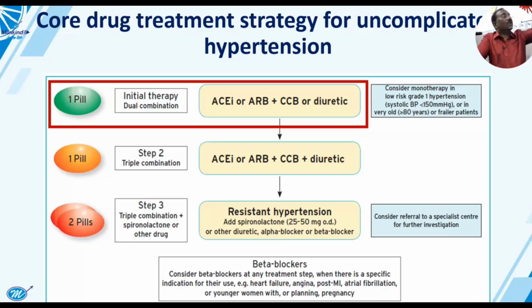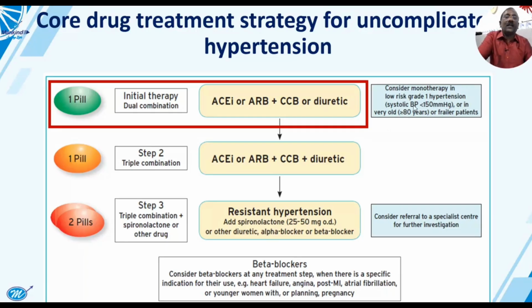See, consider monotherapy in low risk grade 1 hypertension. What is grade 1 hypertension? Systolic 140 to 159, diastolic 90 to 99. So what hypertension are people coming to you with? More than 160, more than 100. They are in stage 2. So in stage 2, they need a combination drug therapy.